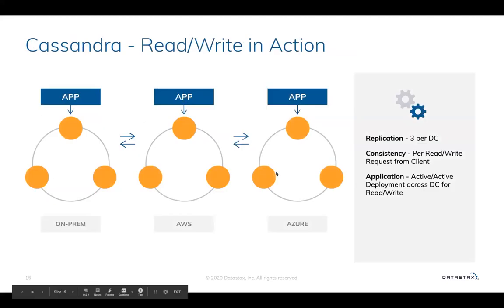So I just want to highlight what it would look like. In the previous slide, we went through the different consistencies. And at the high level, if you have an application stack, what the read and write look like in action. This is a multi-data center scenario where you have on-premises, AWS, and Azure. And replication is 3 per data center. The consistency again is per read-write request from the client, and the application has been running in an active-active scenario. It's deployed across the DCs on a read-write perspective.